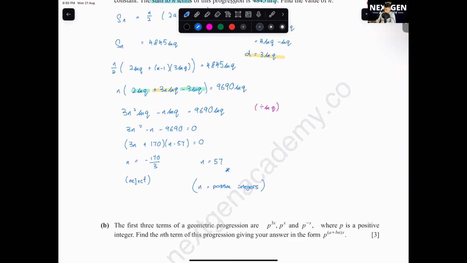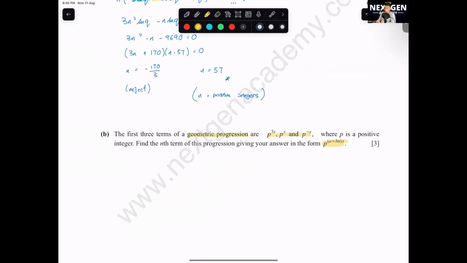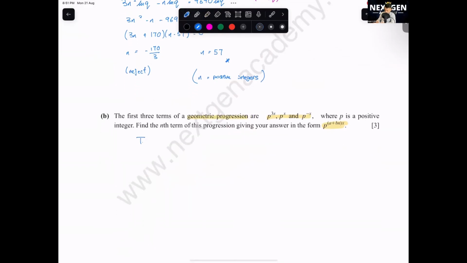Question B. The first terms of a geometric progression are these values. P is a positive integer. Find the nth term, giving your answer in this form over here. So this is a geometric progression. What do we need to know about geometric progression? The nth term is a r to the power of n minus 1. So I need to find my a and my r. a is p to the power of 3x. r is equal to p to the power x over p to the power 3x. You take the next term, divide by the previous term, you get p to the power of negative 2x. Okay, we sub it in right now.